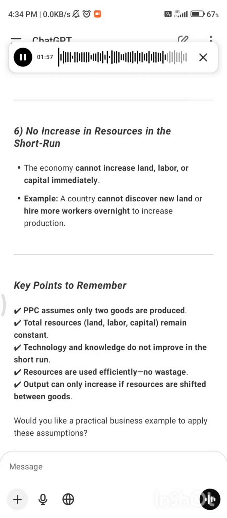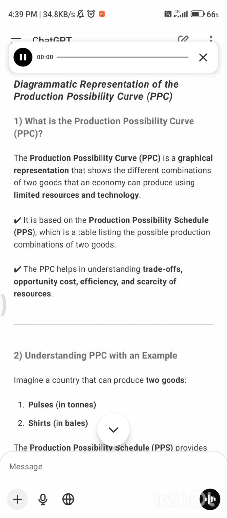Key points to remember. PPC assumes only two goods are produced. Total resources, land, labor, capital, remain constant. Technology and knowledge do not improve in the short run. Resources are used efficiently, no wastage. Output can only increase if resources are shifted between goods. Would you like a practical business diagrammatic representation of the Production Possibility Curve, PPC?